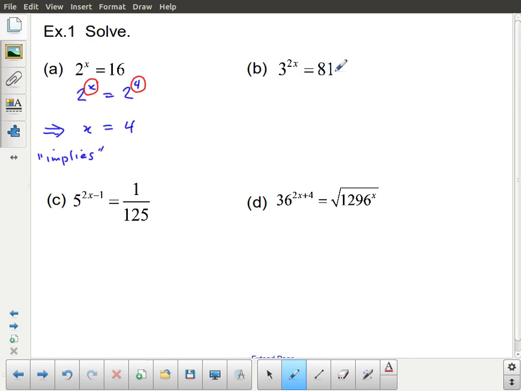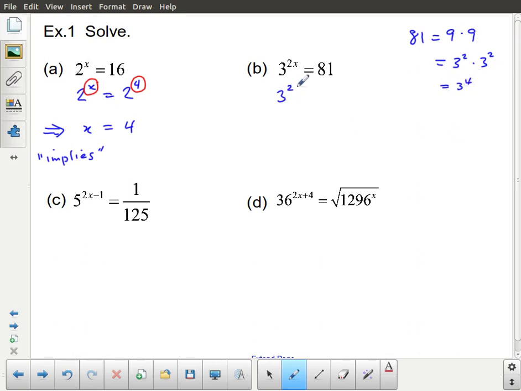Next, 3 to the 2x is equal to 81. Now, this one is still not particularly difficult, but depending on where your mental math skills are, you might not look immediately and see that 3 and 81 have anything to do with each other. But you might recognize that 81 is actually 9 times 9. And then you get there very quickly. You recognize that 9 is 3 squared and the other 9 is 3 squared. So we've got 3 to the 4.